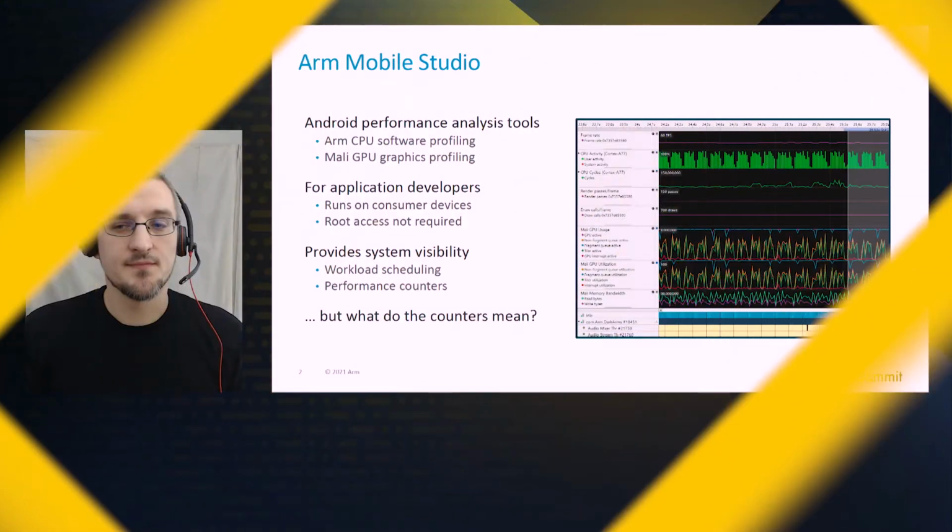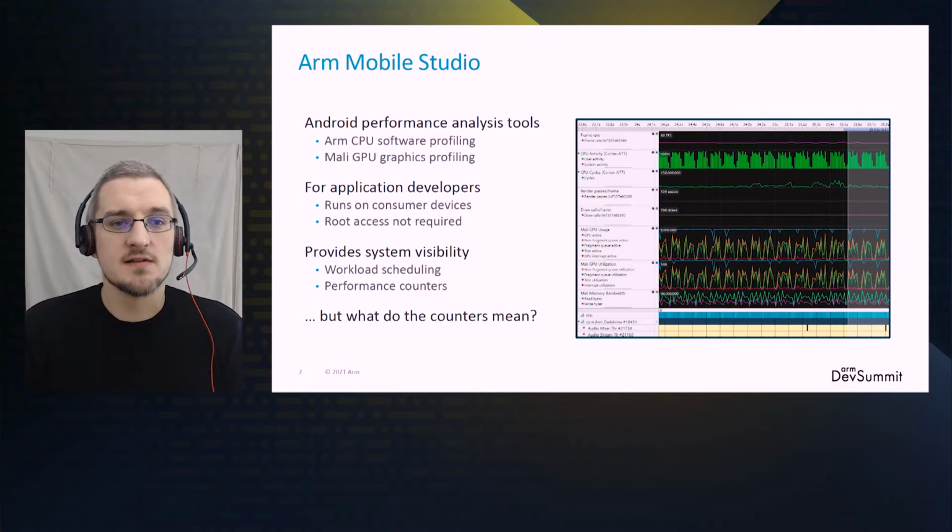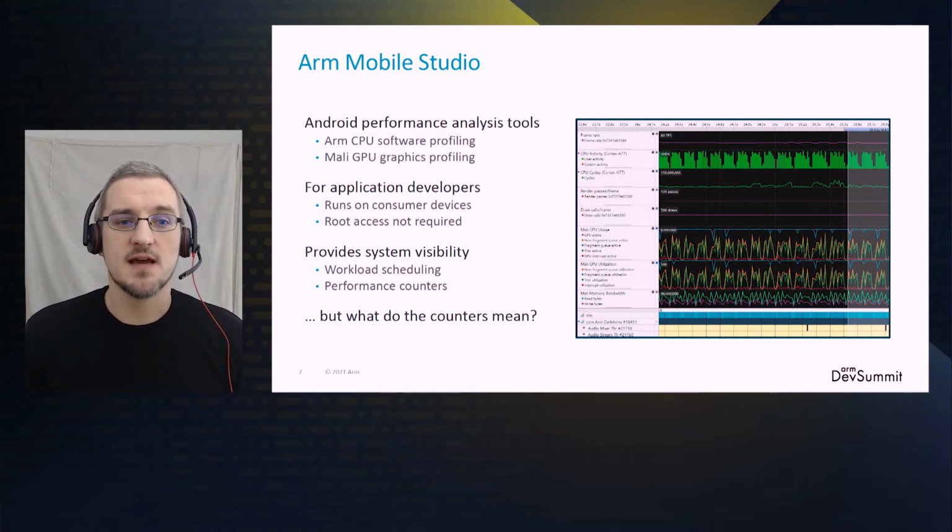I'm Technical Director for the ARM Mobile Studio tools. ARM Mobile Studio is our set of Android performance analysis tools, targeting ARM CPUs and Mali GPUs for graphics profiling. They're designed for application developers. They run on consumer devices, and root access is not required. And the real power of these tools is they can give you system visibility. You can see workload scheduling across the CPU and GPU and across the different GPU command stream queues.